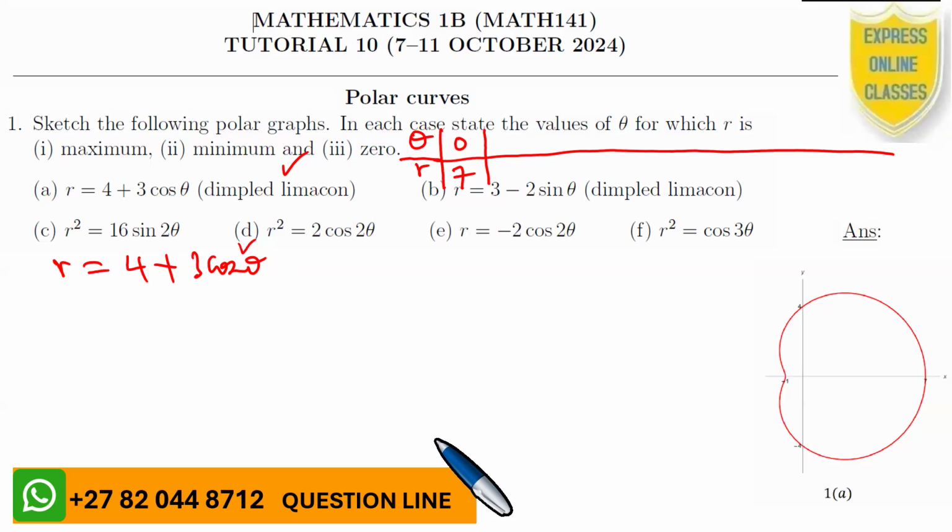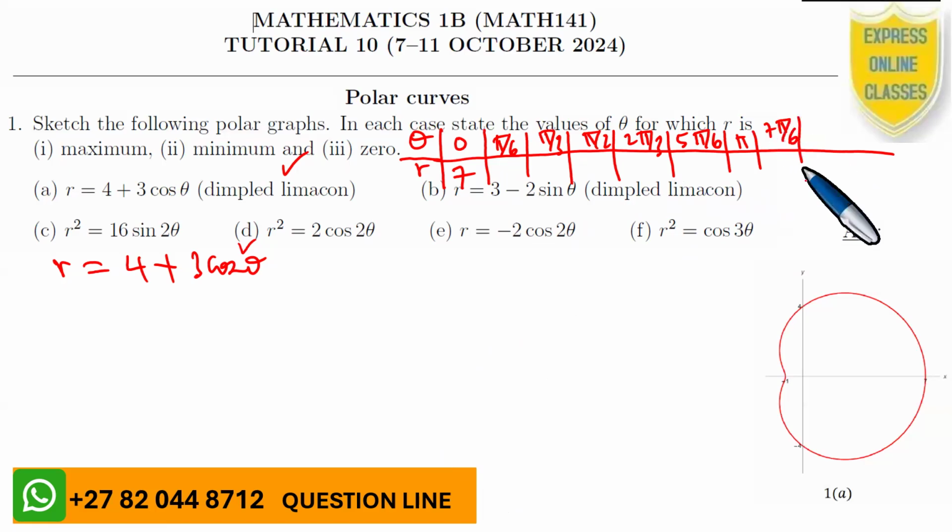I would suggest we take it in steps of 30 degrees. So now we can take pi over 6. Then 2 pi over 6, which is pi over 3. 3 pi over 6 is pi over 2. 4 pi over 6, 5 pi over 6, 6 pi over 6.